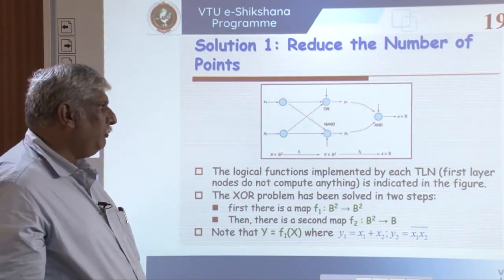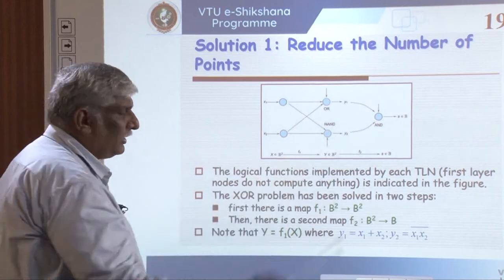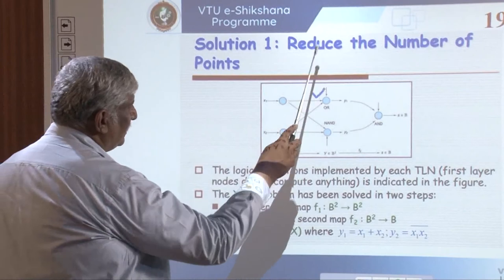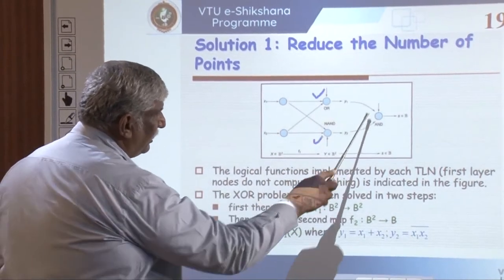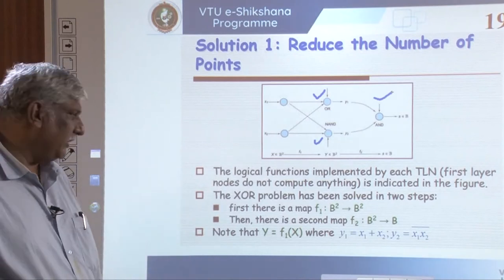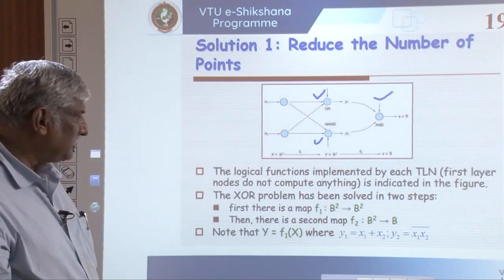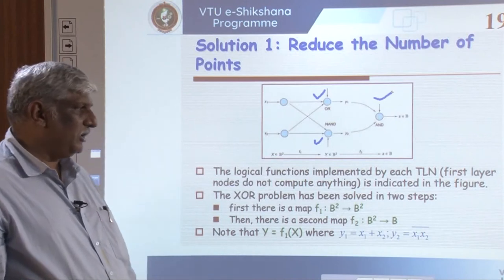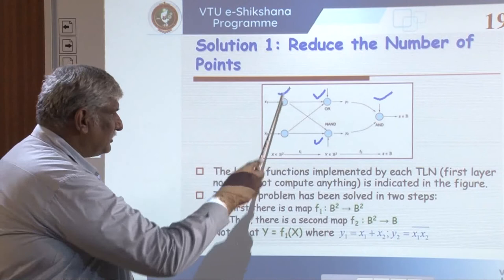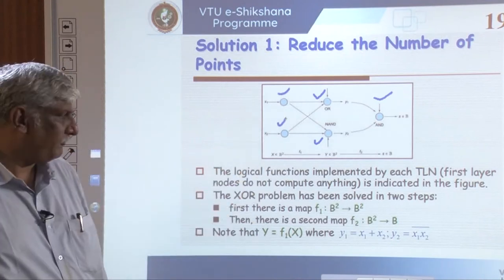So here, what we have done is the same thing that we have already taught. There is going to be an OR function, there is going to be a NAND function, and the output is given to an AND function so that I can realize this particular XOR gate. Here we will see the logical functions implemented by each TLN, that the first layer nodes do not compute anything. Of course, these two are just dummy nodes, they do not compute anything, fine.